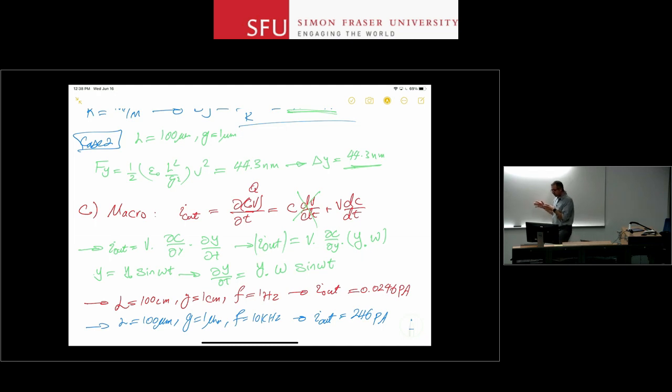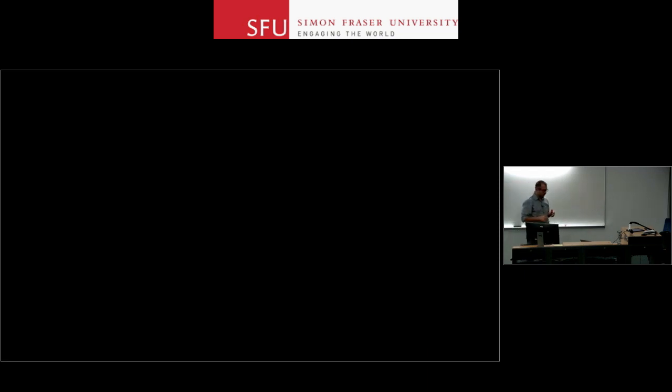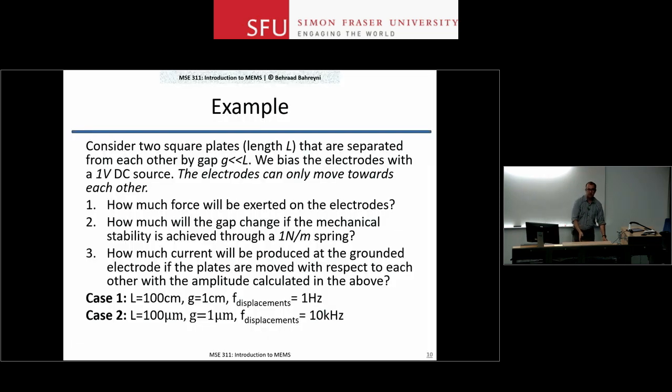And why is it 10,000 times more? Well, the dC over dy factor stays the same, regardless of the scale, because I scaled all dimensions the same. V is the same, so the amplitude of vibration is the same. It's the frequency part. The small device can move much, much faster than the large device, and therefore the current is higher. 246 picoamps of current is easily measurable even using a regular general purpose op amp if you're careful.